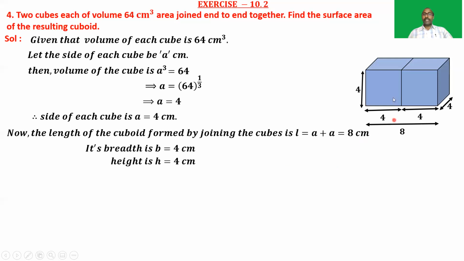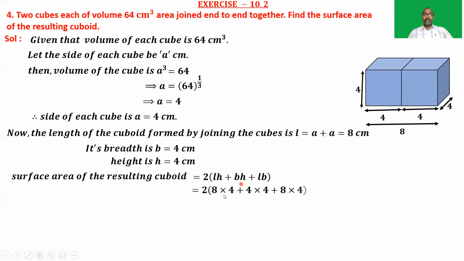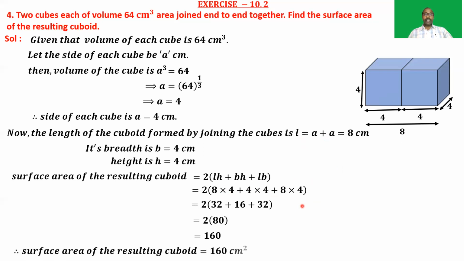Now the surface area of this cuboid is 2 into (LH plus BH plus LB). So by substituting the values of L, B, and H, we get 2 into (8 into 4 plus 4 into 4 plus 8 into 4), and after simplification we get 160 centimeter square. So the total surface area of the resulting cuboid is 160 centimeter square. Okay. So take the next one.